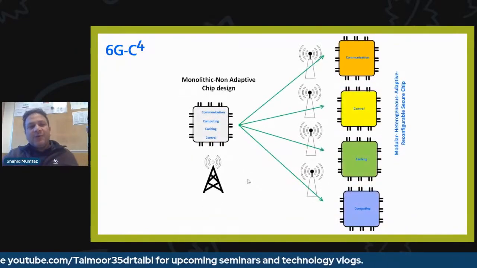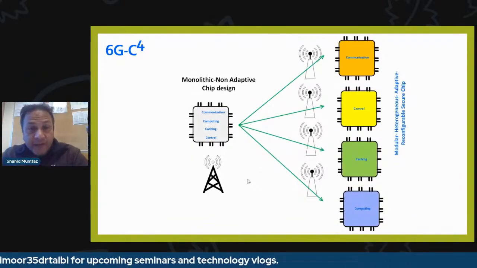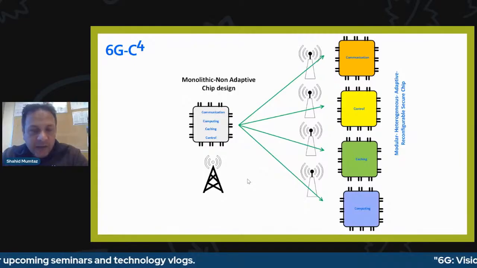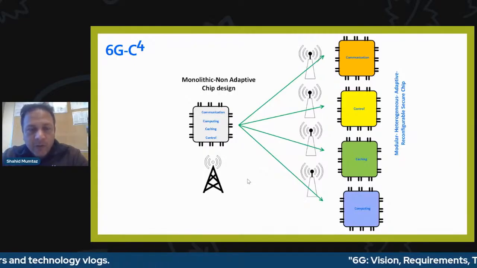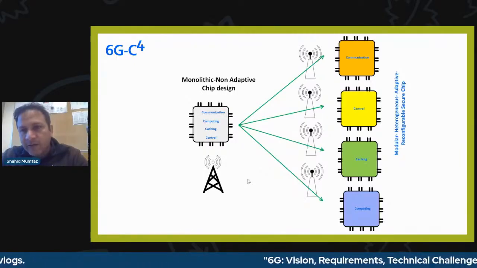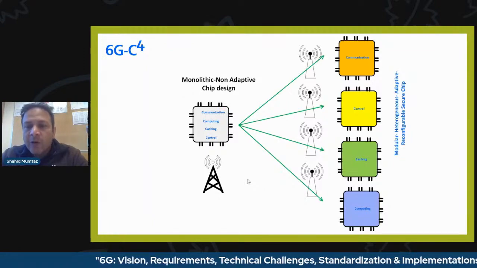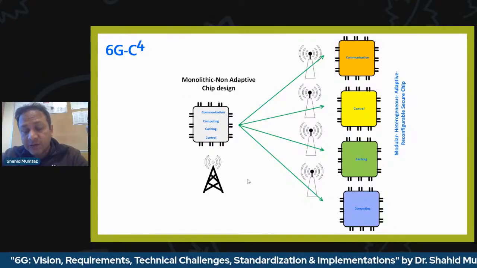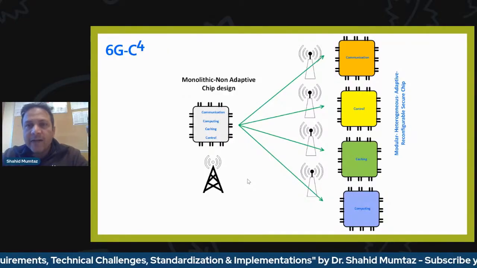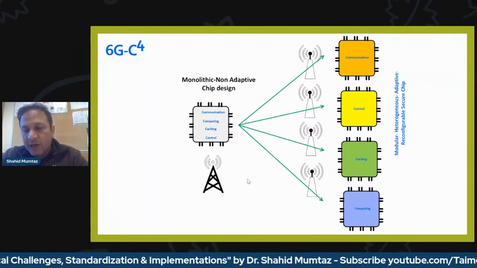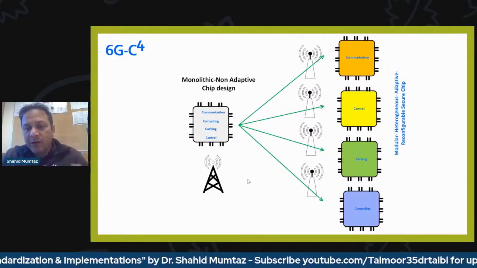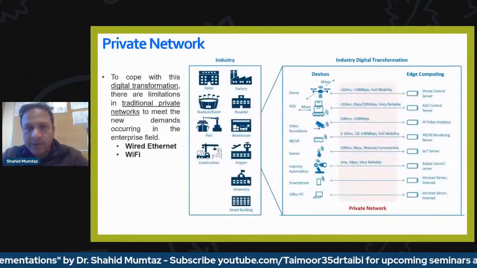So I told you about the 6C4, which I think is quite important nowadays. You can see that everything is done inside one chipset: communication, computing, caching, and control. But I think for 6G it is important that we do this in a more modular, heterogeneous, secure way, where communication is done somewhere else, and control, caching and computing elsewhere. So it should be divided over the network rather than in the same place.